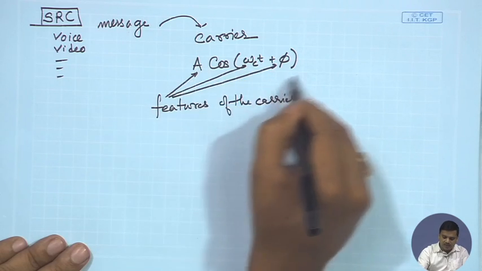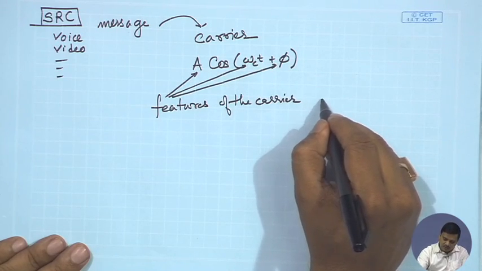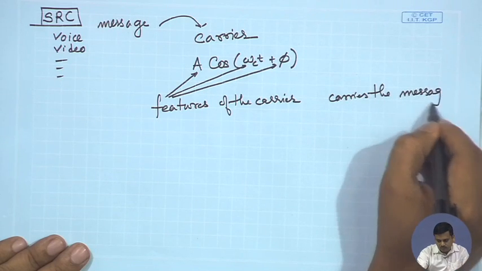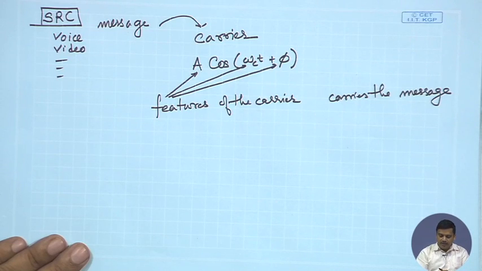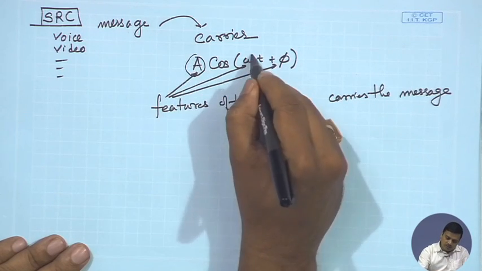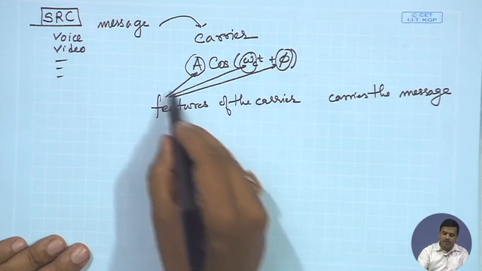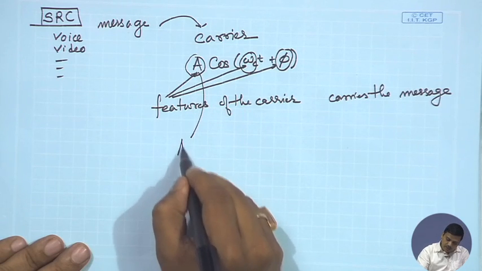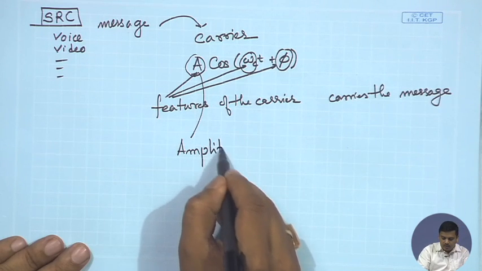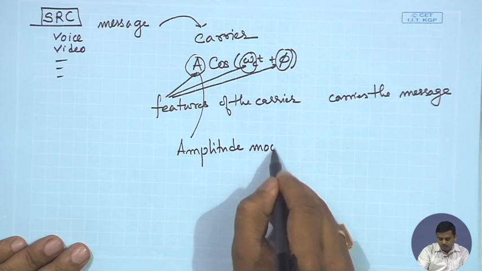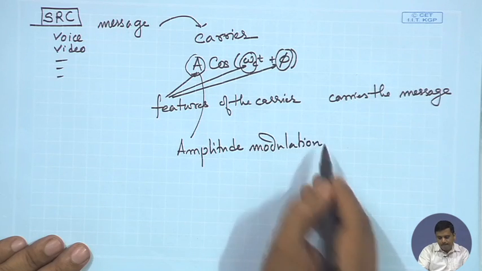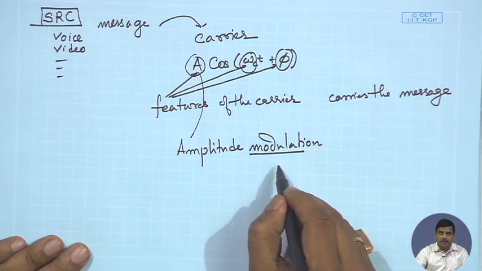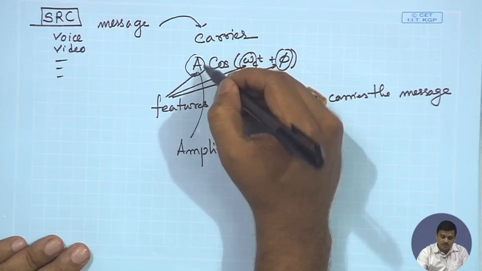Now this carries your message. It carries the message on these fundamental parameters by which the carrier is defined. What you have studied is that one could vary this amplitude, and what you would get is amplitude modulation. In other words, we are talking about modulation or modulating. That means you change this as per the original message.